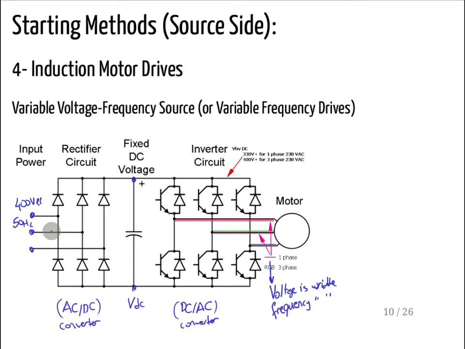So you don't have to just apply 400 volts at 50 hertz. Maybe you can apply 50 volts at 10 hertz, or you can apply 200 volts at 15 hertz, depending on what is the right operating condition for the motor. Actually, you can adjust both voltage and frequency. So that's why they are called variable frequency drives, or in short, VFDs. You will probably hear that a lot in professional life.